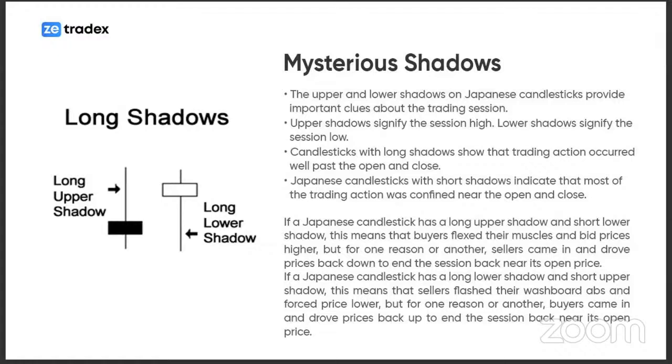For instance, if a Japanese candlestick has a long lower shadow and short upper shadow, this means that sellers flashed their muscles and forced prices a bit lower, but for some reason or another, buyers came in and drove prices back up to end the session back near its open price.